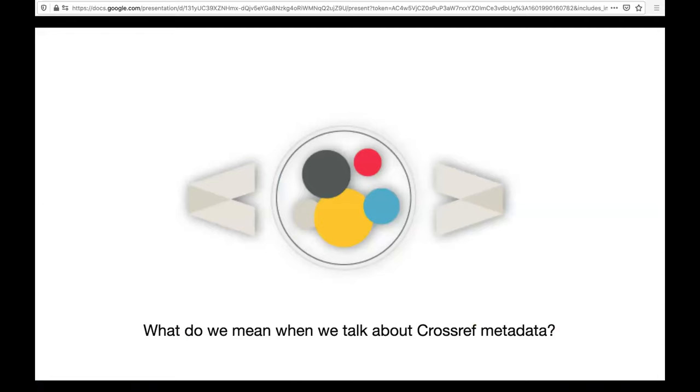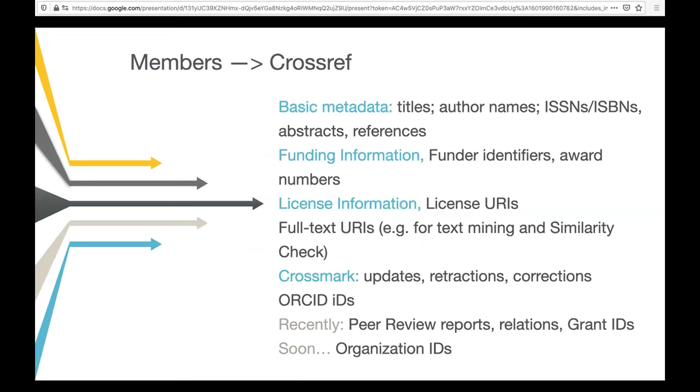So let's talk a little bit about what we mean by Crossref metadata. When registering your content, you, our members, supply us with a wide range of metadata, including basic metadata, titles, authors, ISSNs, ISBNs, funding information, license information, and maybe even Crossmark, ORCID IDs. In the context of Crossref, metadata is information about publications, which we then make available for thousands of other parties to use in the tools and services they provide.